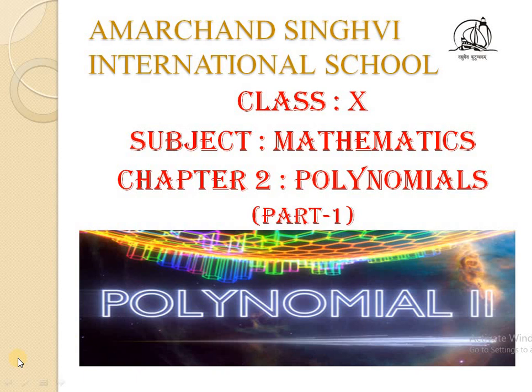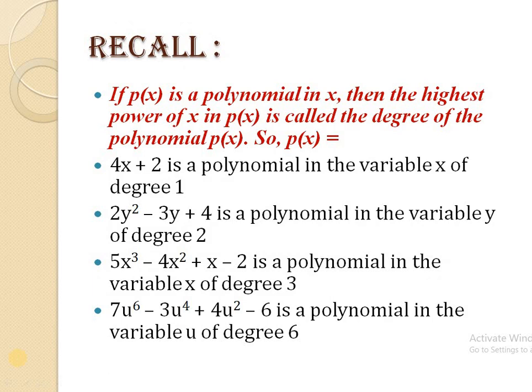So let us start with our today's topic, chapter number 2, Polynomials. You must have studied about this in 9th standard. A polynomial is an expression consisting of variables and coefficients that involves only the operations of addition, subtraction, multiplication and non-negative integer exponents of variables. For example, x, x plus 2, x square minus 4x, etc.